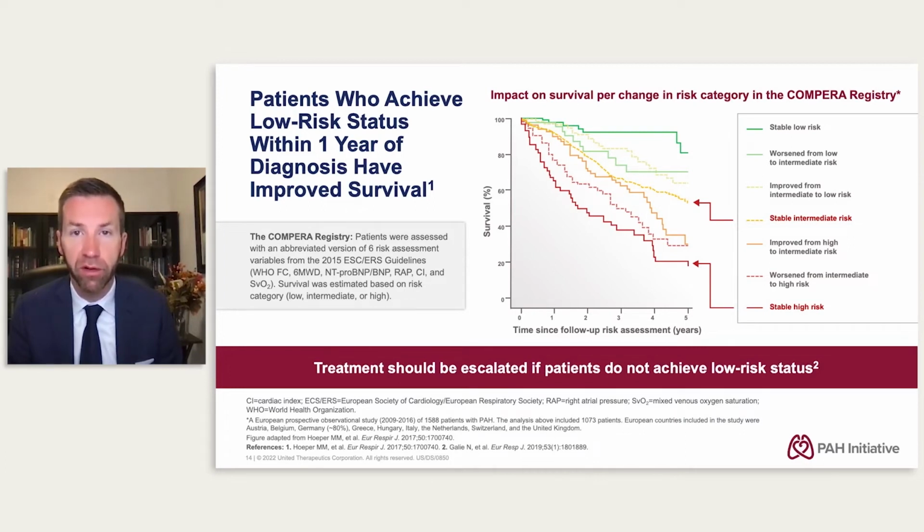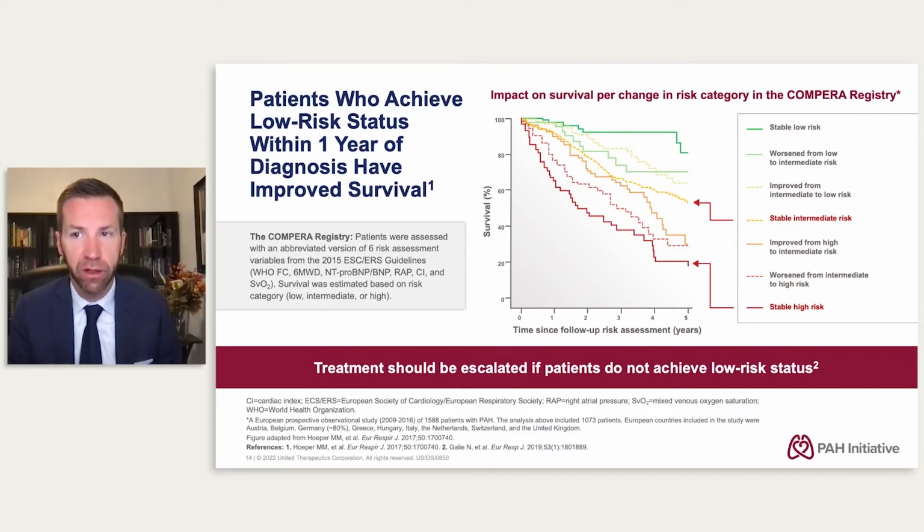Within the COMPERA registry, patients were assessed with an abbreviated version of 6 risk factors from the ESC and ERS guidelines. These risk variables were WHO functional class, which we've talked about a lot so far, 6-minute walk distance, end-terminal pro-BNP and BNP, right atrial pressure, cardiac index, and SpO2. Survival then was estimated based on risk category.